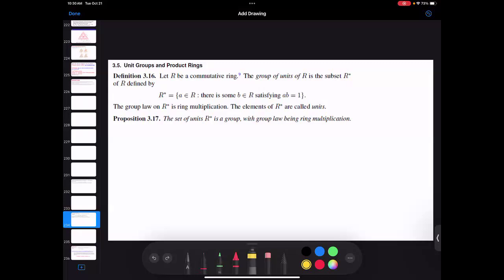I don't know if we explicitly assume that the multiplicative identity and the additive identity are different. If they're not different, if 1 is the same as 0, then what does the ring look like? So if 1 is the same as 0, what does the ring have to look like?